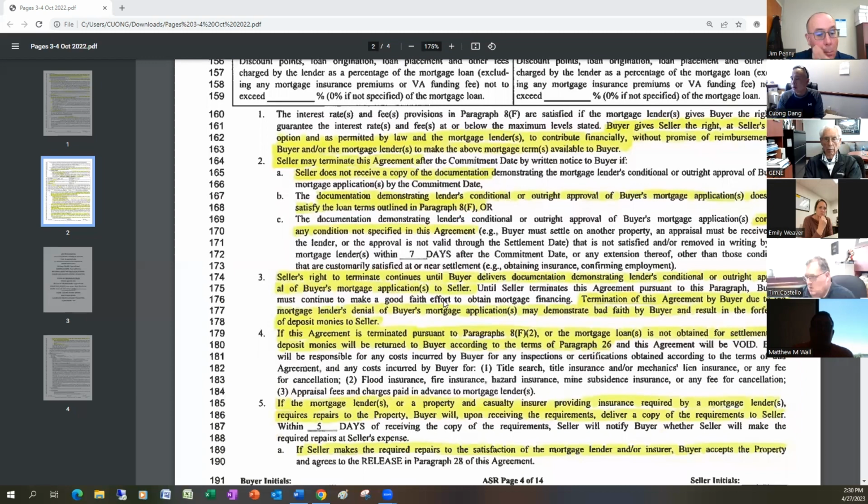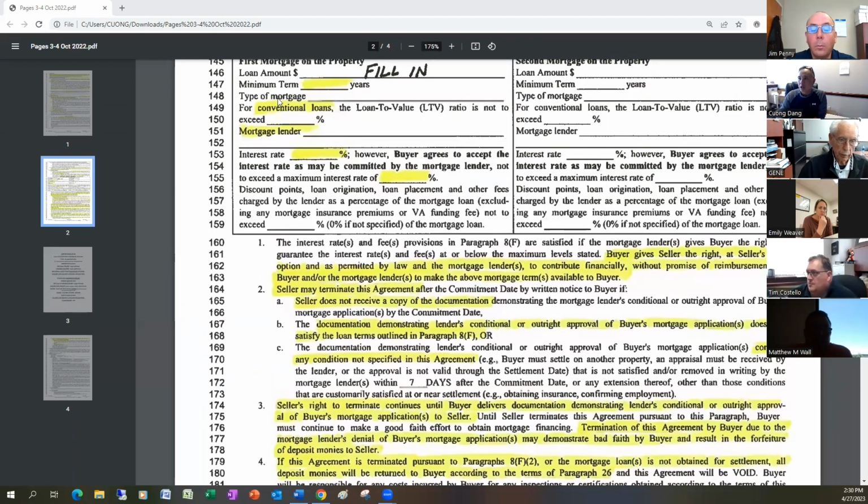Or let's just say the documentation demonstrating lender's conditional or outright approval of buyer's mortgage application does not satisfy the loan terms outlined in paragraph 8F. Okay, so we're still on 2 here. What if in that box you have down that the type of mortgage is conventional and you get this commitment letter and now it's FHA? Would that fall under this number 2?